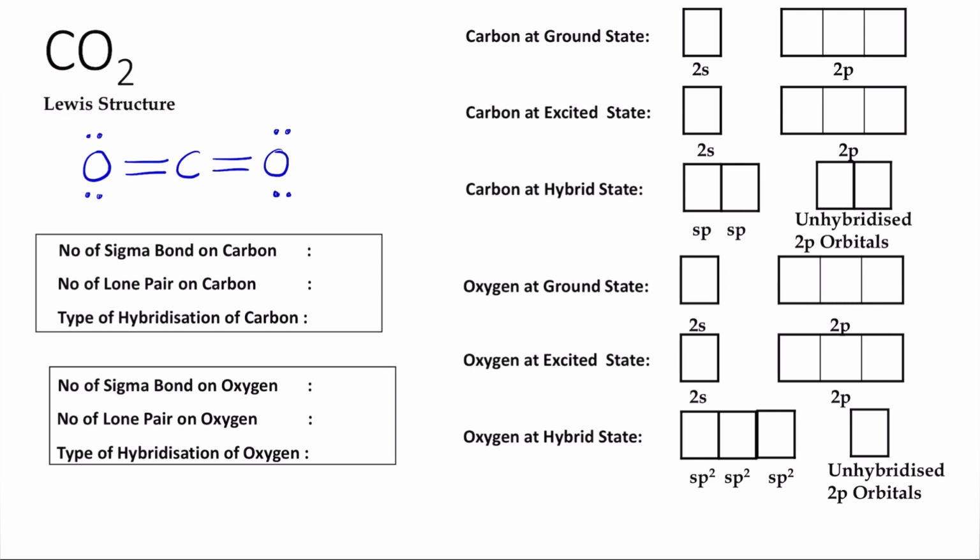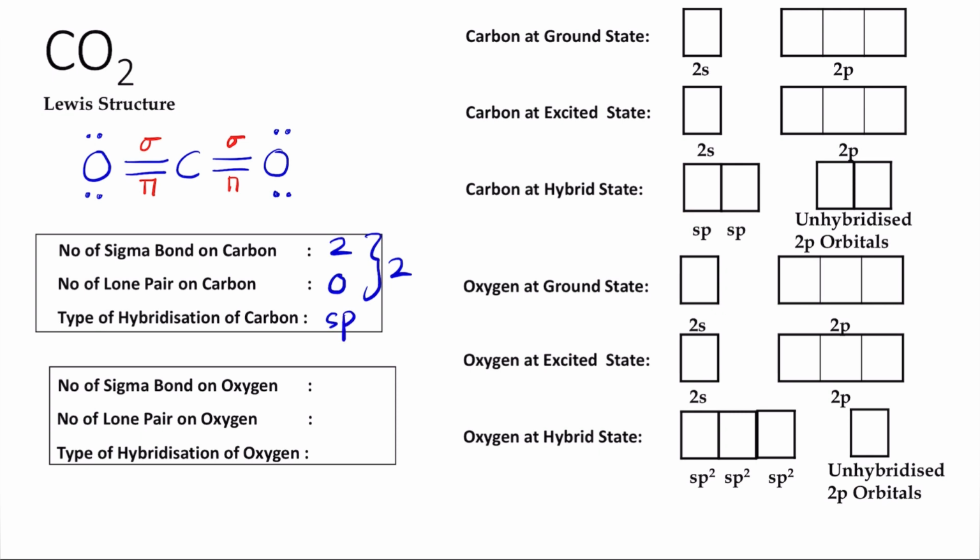So from here, kita akan label the sigma bond. And then, kerana kita ada double bond, so kita akan ada pi bond juga. So 2 sigma bonds and 2 pi bonds. But when we want to determine the type of hybridization for the central atom, which is carbon, kita tak akan include pi bond. Kita hanya include lone pair dengan sigma bond sahaja. So, let's do it one by one. Sigma bond on carbon ada 2, and lone pair, 0. So, the total is 2. So, kita akan ada type of hybridization for carbon is sp.